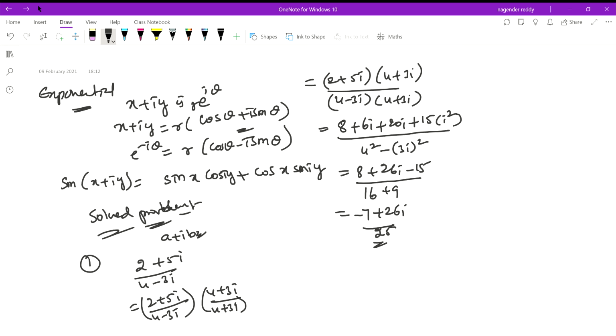Now you can observe, we should write it in a plus ib form. So this is minus 7 by 25 plus i into 26 by 25, where a is equal to minus 7 by 25 and b is equal to 26 by 25. See here, we converted the denominator into the normal form, that is a plus ib. We'll go for one more question based on this same concept.